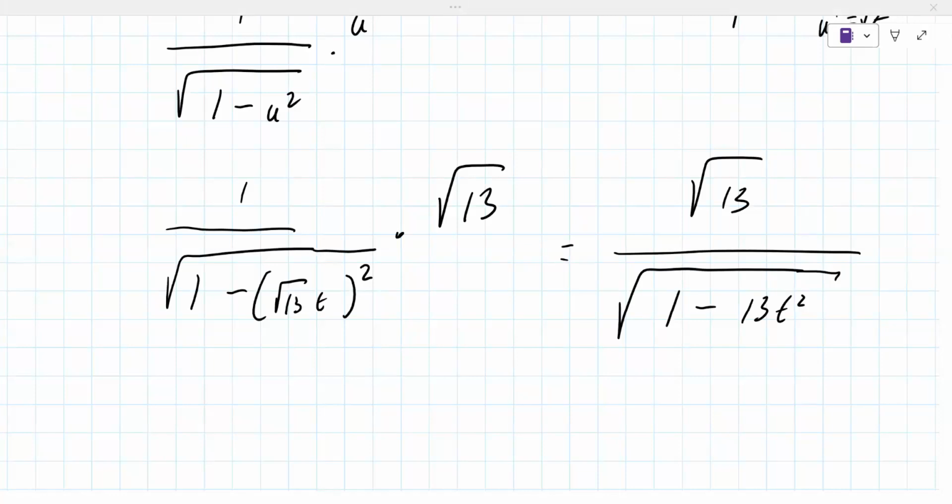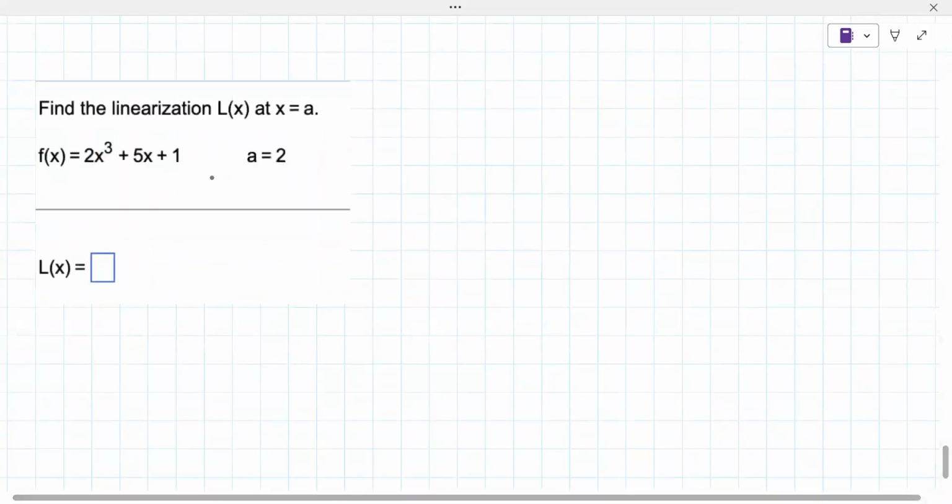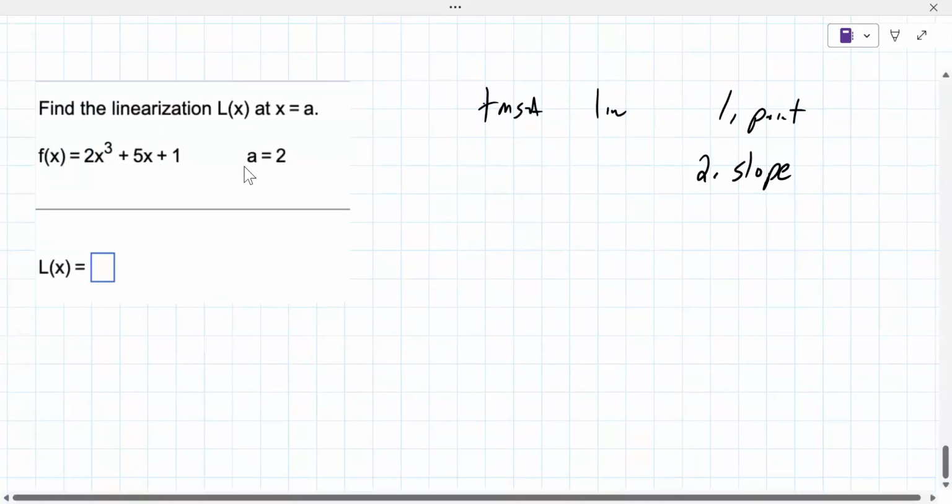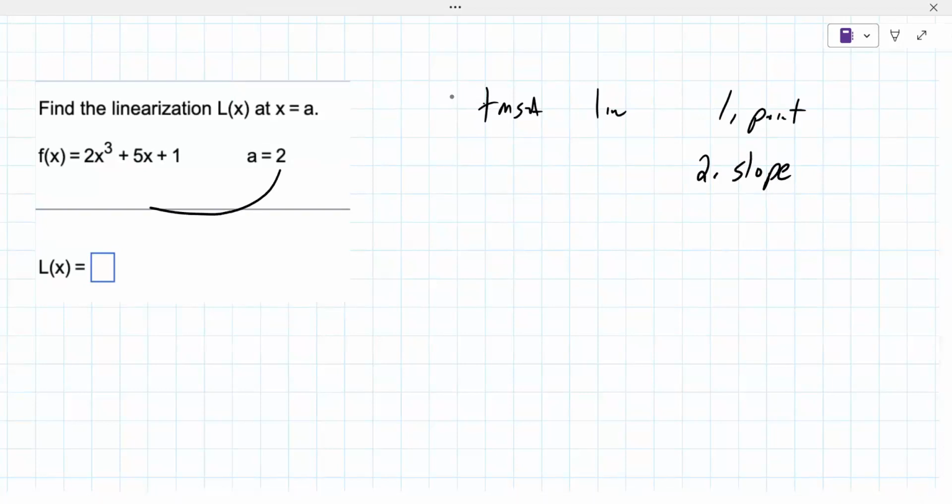Linearization. Linearization is almost exactly the same as tangent lines. For a tangent line, you need two things: a point and a slope. I usually do the slope first, but you can do the point first. The point comes from putting a back in for f.